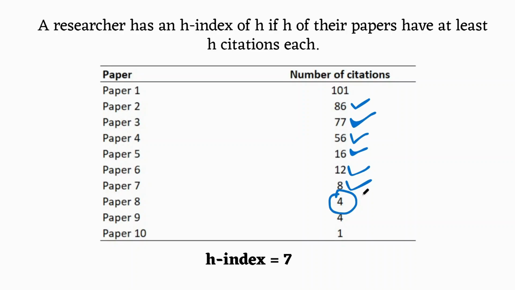In this case, paper number 8 has only 4 citations. That means the H index is 7. So now we will replace H with 7. A researcher has an H index of 7 if 7 of his papers have at least 7 citations each. So in this case, 7 of his papers have 7 citations each. So the H index is 7.